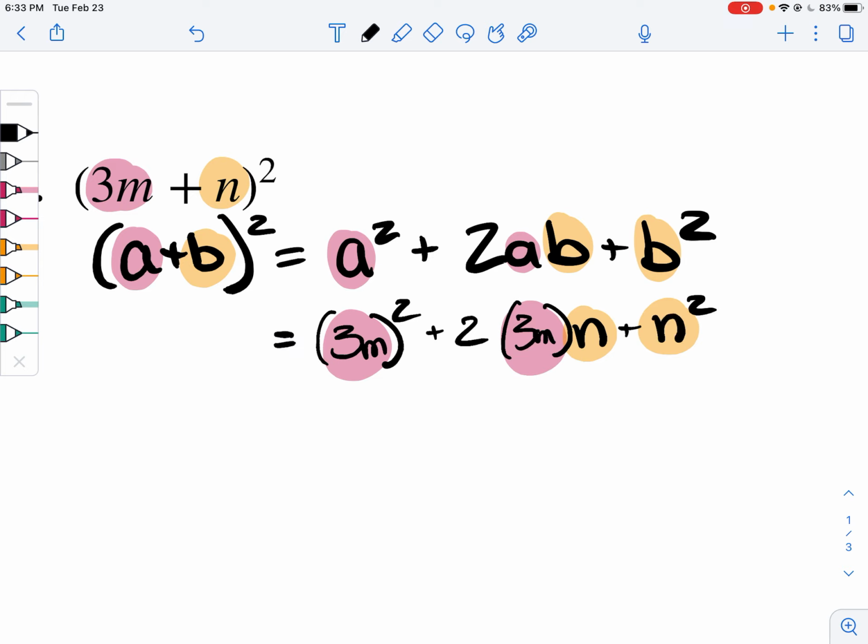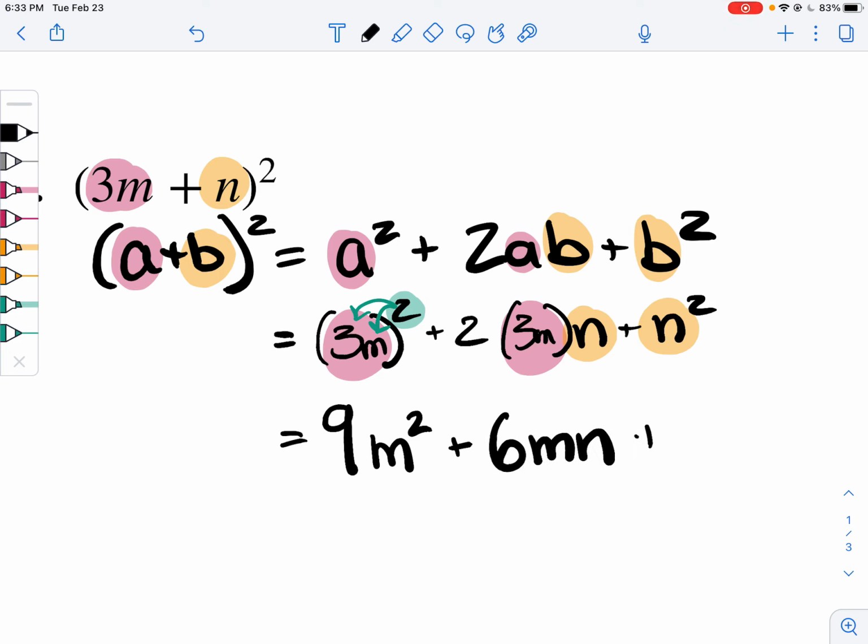Now be very, very careful, because this square applies to both of these guys. So 3 squared is 9, m squared is m squared. Then we just need to combine all these guys. 2 times 3 is 6, m times n we can't simplify, and n squared is all set. Cool, huh? That's our first shortcut.